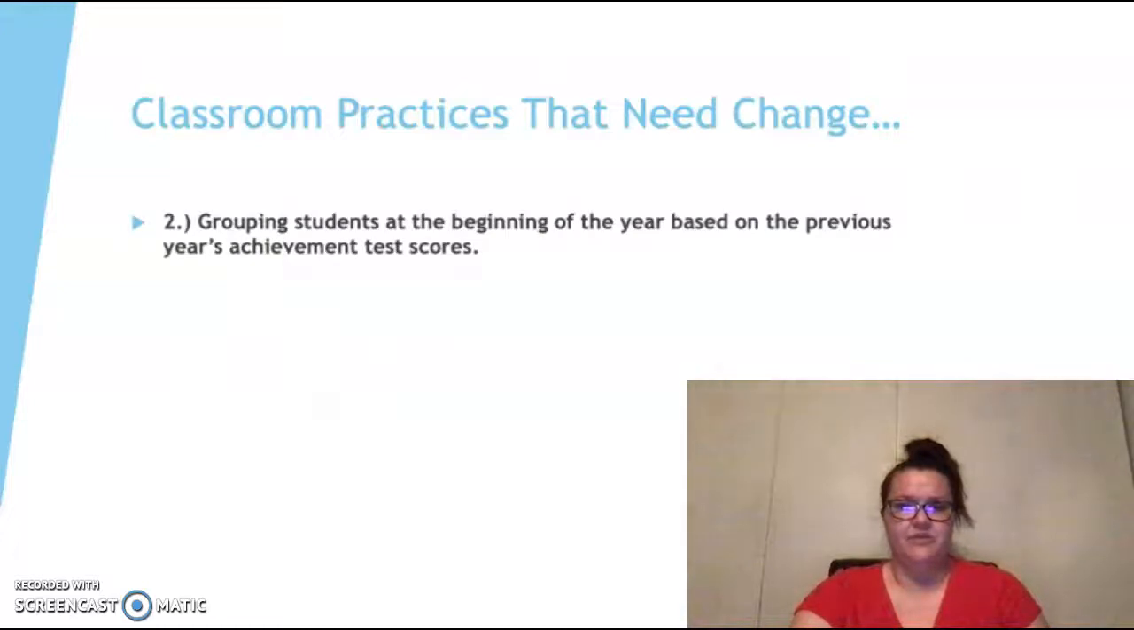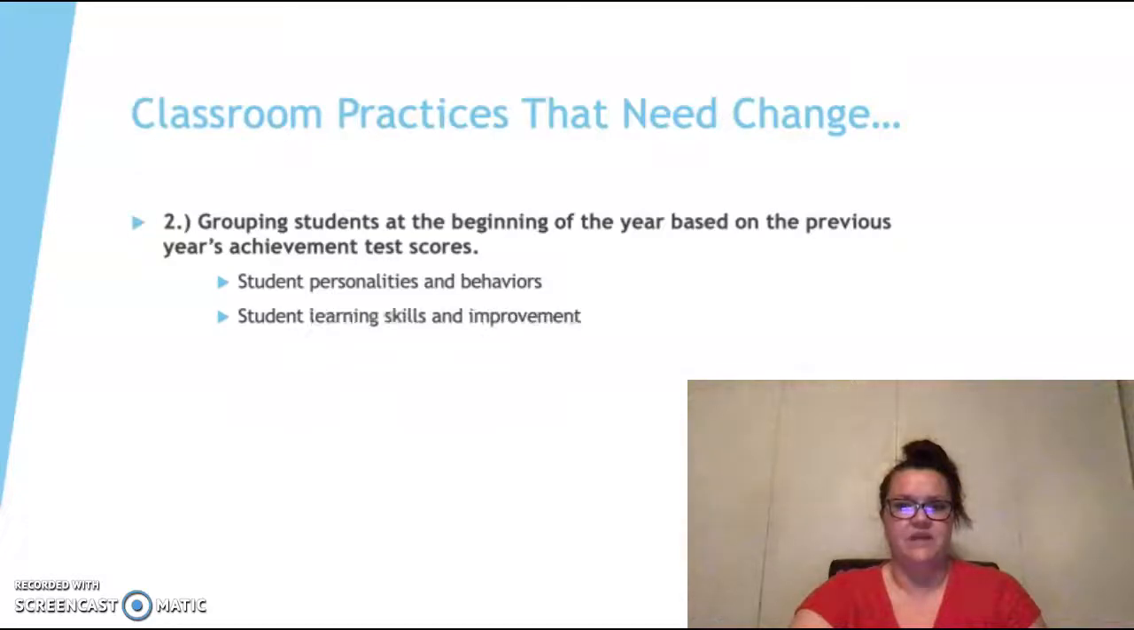Next up is grouping students at the beginning of the year based on the previous year's achievement test scores. There are several issues when grouping students based on the previous year's test scores at the very beginning of the year in regard to differentiated practice. Teachers need to factor in maturity and change that could occur in the several months between school years by looking at student personalities and behaviors. Teachers need to gather information at the beginning of their school year from their new students in order to have them learn to the best of their abilities by readdressing how they learn.